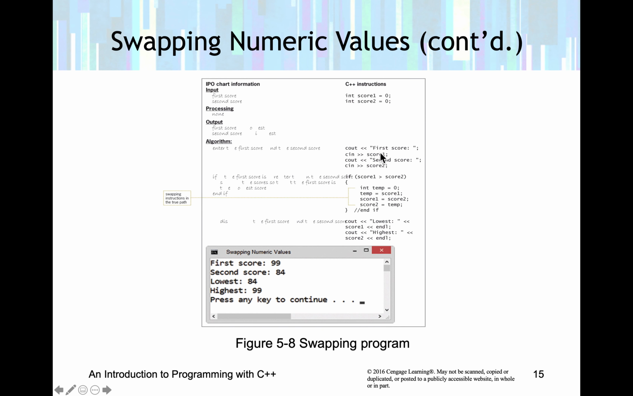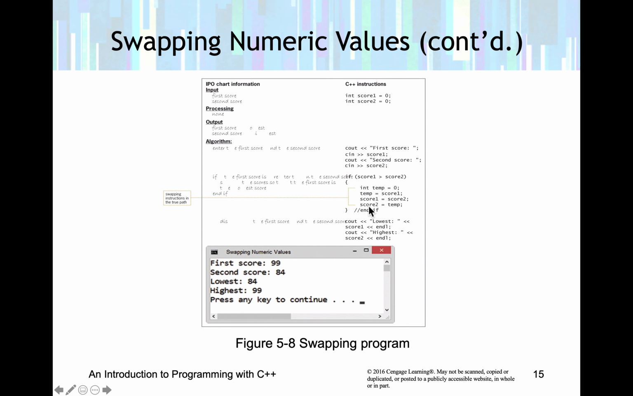We would have the user enter the two scores, and then they're swapping if score 1 is greater than score 2. So if score 1 is greater than score 2, they're going to do the swap. They create a temporary variable. They move score 1 to the temp variable. Now that you've moved score 1 to the temp variable, you can overwrite score 1, so you write over it with score 2. And then you take the temp and put it into score 2.